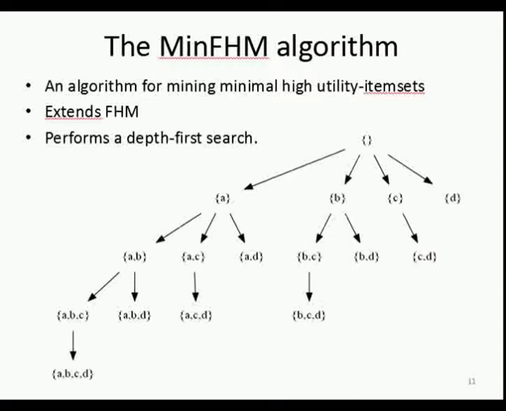Why is it important to reduce the search? It is because the search space is very large. In this example, we have only 4 items, A, B, C, D. But if you have, for example, 1,000 items, then the search space will contain about 2 to the power of 1,000 possible item sets. So the search space can be very large, and we don't want to look at all the possibilities.